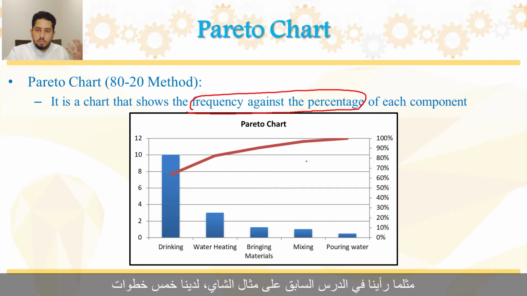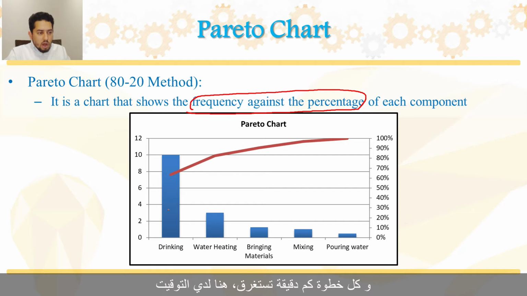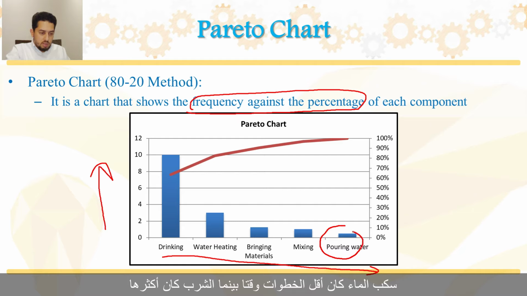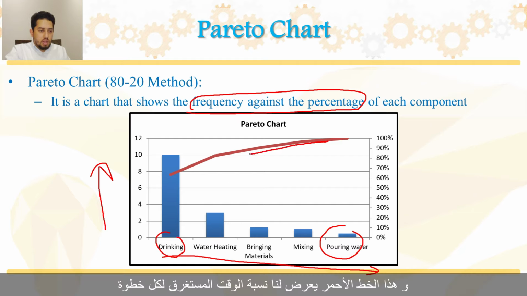So as per the previous example in the previous class, we have 1, 2, 3, 4, 5 steps. Each step, how many minutes it takes. So I have here the timing, and here I have what you call a decreasing trend of the time spent for each step. So pouring the water was the minimum time, and drinking was the biggest time. And this red line here shows the percentage of each one of those steps.